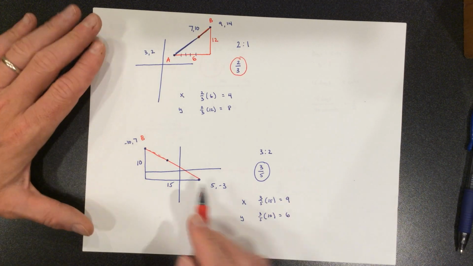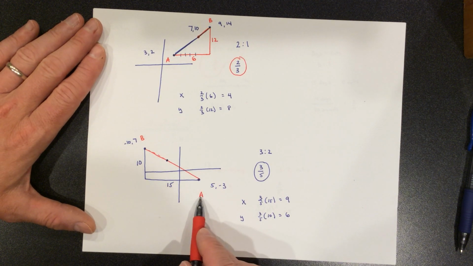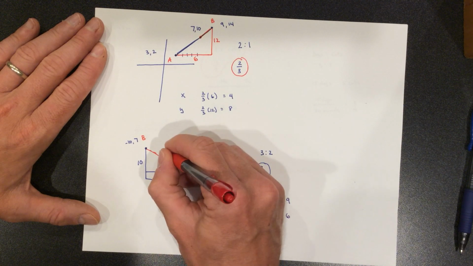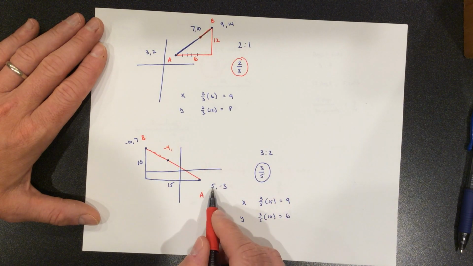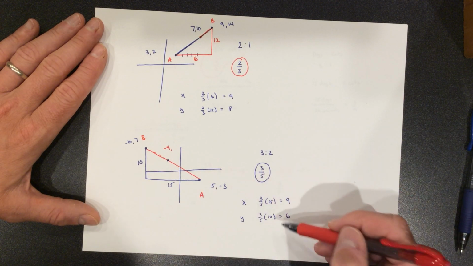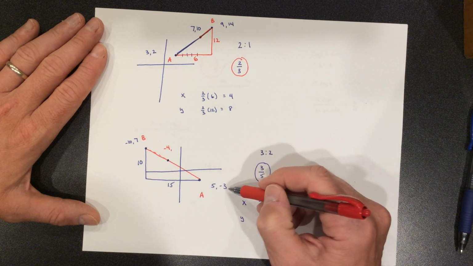Right, that's my walking. Start here. Again, start at point A and walk over 9. Boom, boom, boom, boom, boom. You end up at negative 4. 9 steps this way, you end up at negative 4. I want to take 6 steps up. Negative 3.